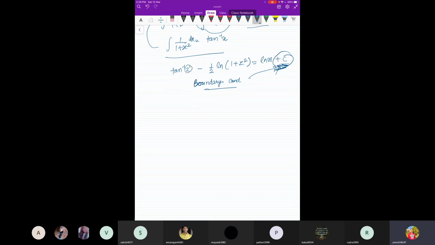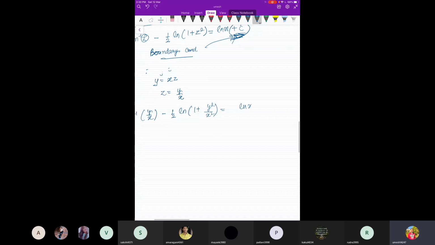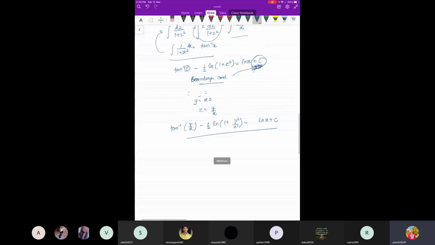Okay, so we will be further solving it, z की value. What did we put? We put y equals xz, so z equals y by x. We'll be replacing it here. So the final answer would be tan inverse y by x minus 1 upon 2 log of 1 plus y square upon x square, equals log x plus c. This is the final solution.